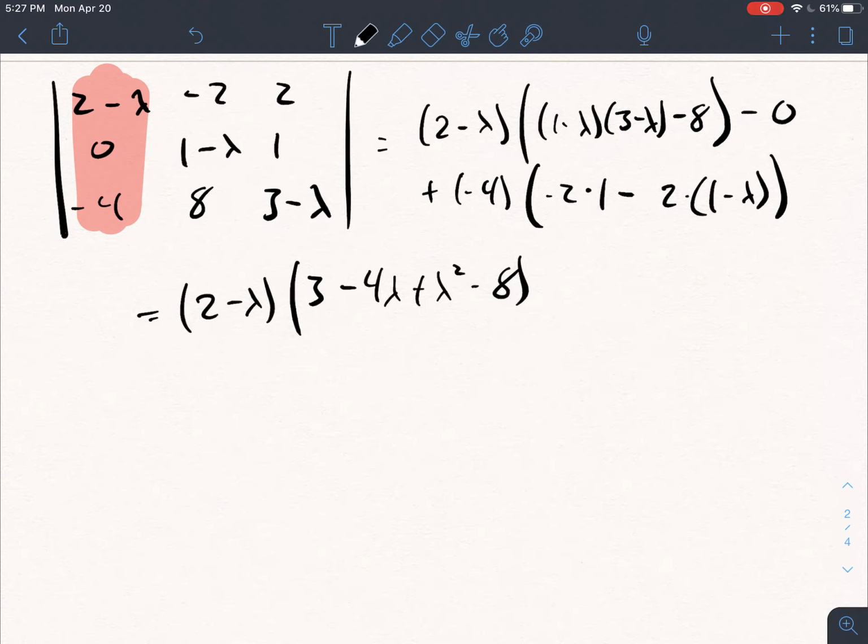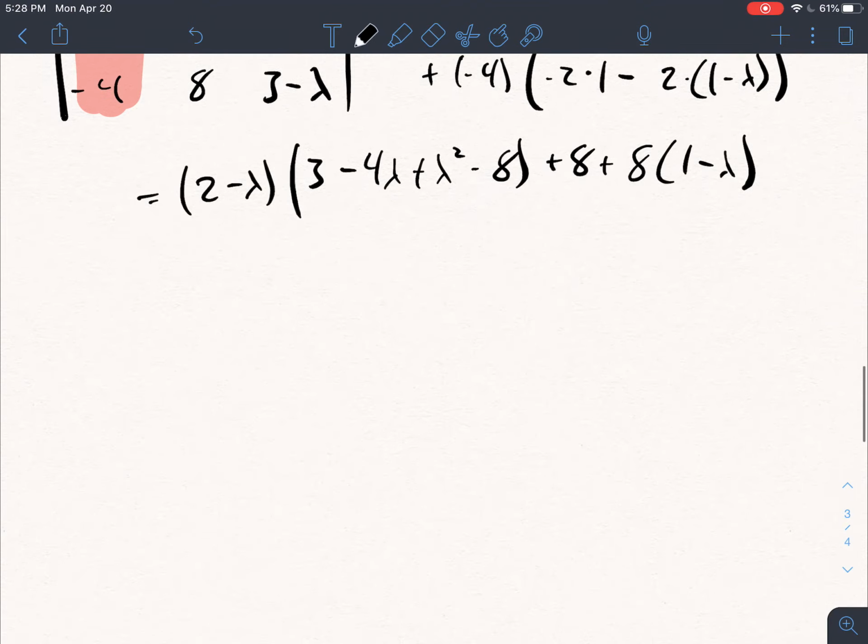Okay, what is this? This is (2 minus lambda) times (3 minus 4 lambda plus lambda squared) minus 8. I'm going to distribute this: negative 4 plus 8 times (1 minus lambda). This is negative lambda cubed. I don't want to jump ahead too fast. Yeah, I do. Let's do it. Wait, this is minus 8. So minus 8 plus 3 is minus 5. So let's do that.